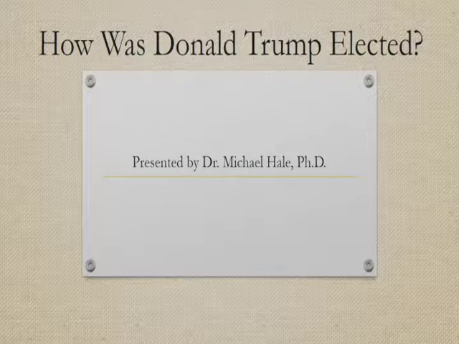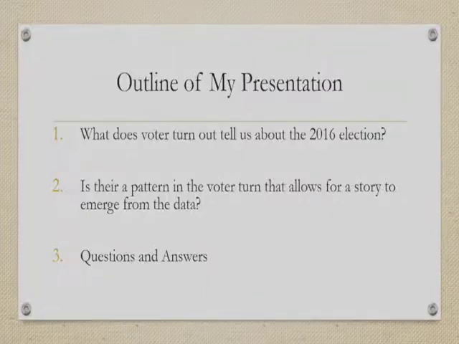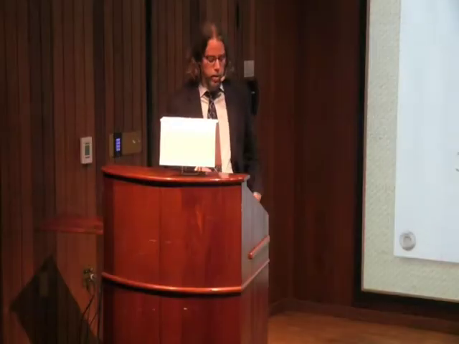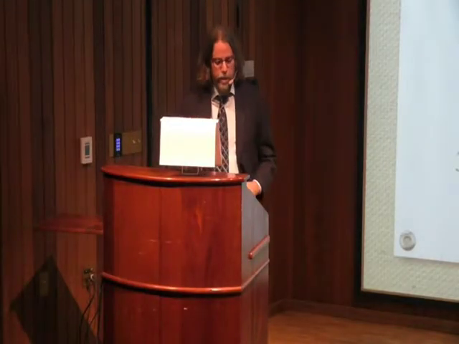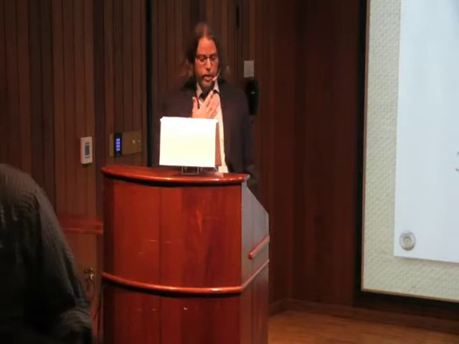Okay, so let's dig right in. Here's an outline of my presentation. I will cover three different areas. Number one, what does voter turnout tell us about the 2016 election? Number two, is there a pattern in the voter turnout that allows for a story to emerge from the data? Number one is going to be a quantitative analysis, and number two is going to be more of a qualitative analysis. And then I'm going to open it up for questions and answers. I'm going to try to do so so that there is plenty of time for us to have a discussion back and forth.